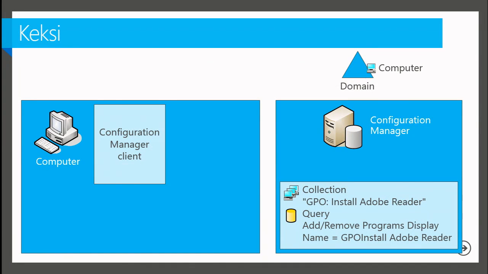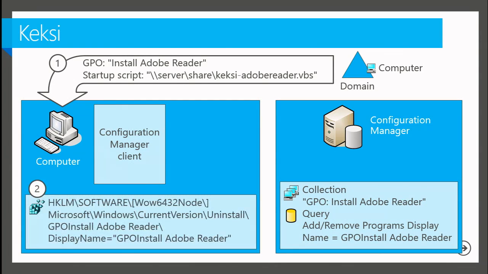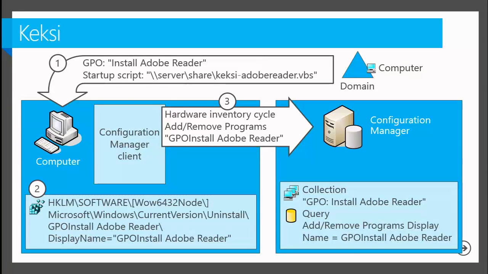This explains how it works. We have a computer in the domain. During the startup, the script will be run. If there's no blocking installations, the computer is tagged with this imaginary installation, but we get that information back to config manager when the hardware inventory cycle runs. Hardware inventory cycle gets the programs that are installed, of course. That's the way it works. This might take some time, so we have scheduled this to happen at the startup.